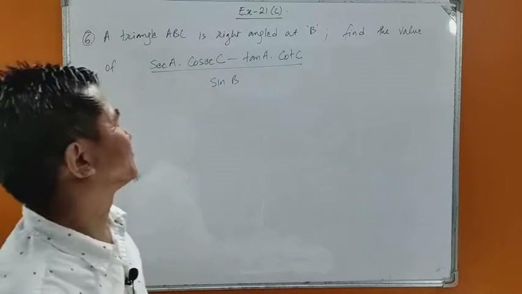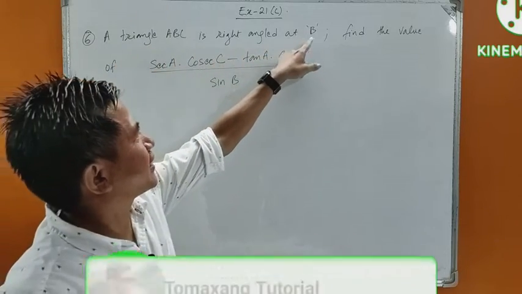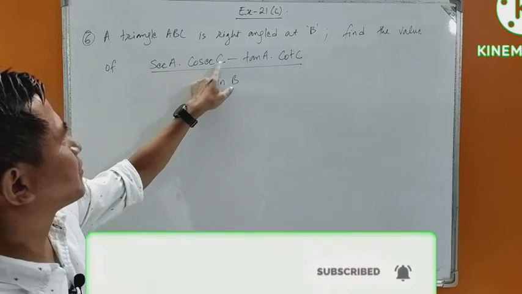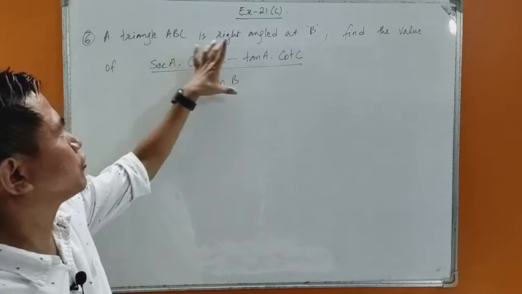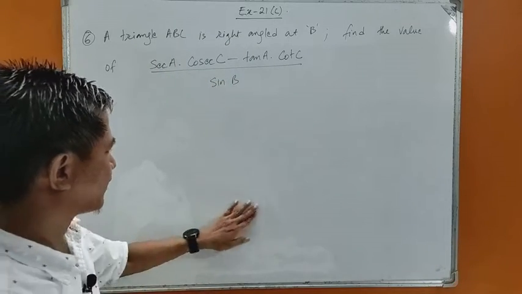Okay, let's begin. A triangle ABC is right angled at B. Find the value of sec A into cosec C minus tan A into cot C upon sin B. Before solving this question, let us first understand the angles of a triangle.